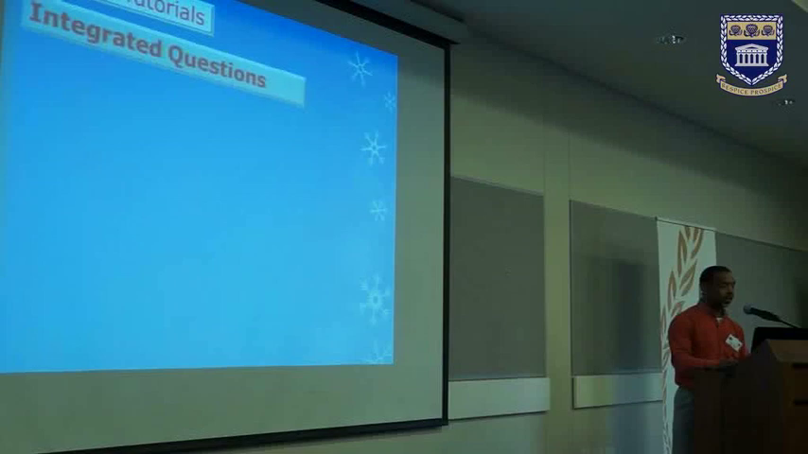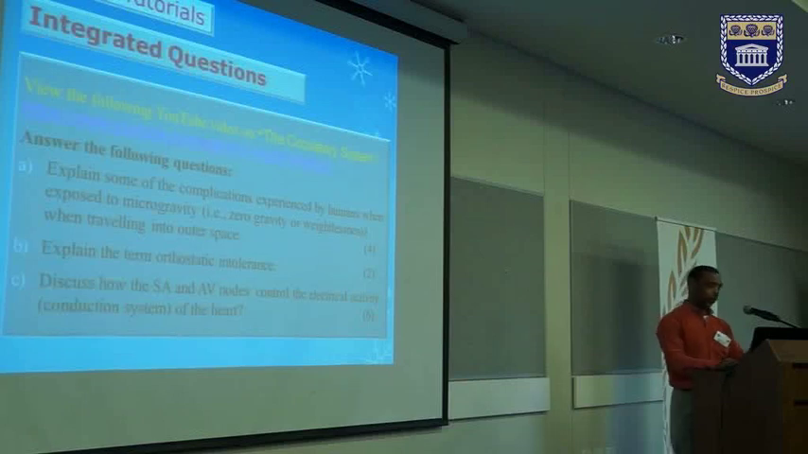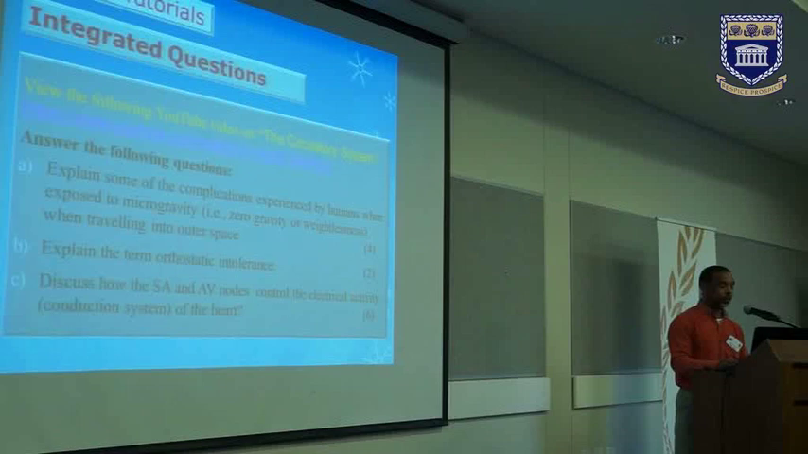And then with regard to the integrated questions, once again they had a video and then questions based on that, a bit more challenging. So for example, students had to explain some of the complications experienced by humans when exposed to microgravity, that is zero gravity or weightlessness, when traveling into outer space. Explain the term orthostatic intolerance, and for instance, the SA and AV nodes, what is their function around heart rate control.